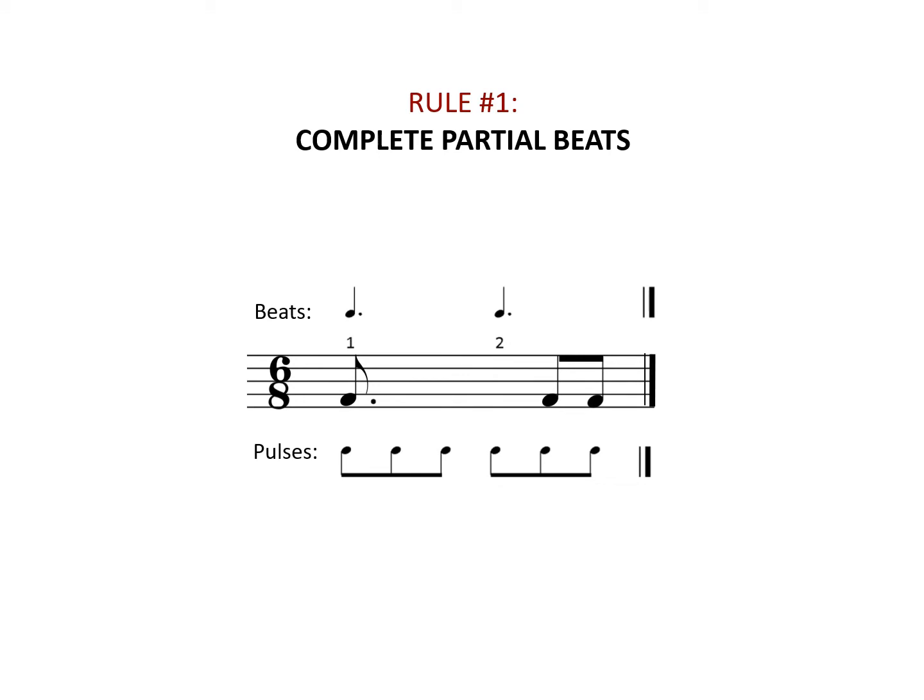The rules for grouping rests in 6/8 time are very similar to those for grouping rests in simple time. Rule number 1, complete partial beats. As in simple time, each incomplete beat must be completed before the next beat, and each part of the beat must be finished before the next part. So for the first dotted quarter note beat, a 16th rest and an 8th rest will need to be added. And for the second beat, we'll need to add an 8th rest.